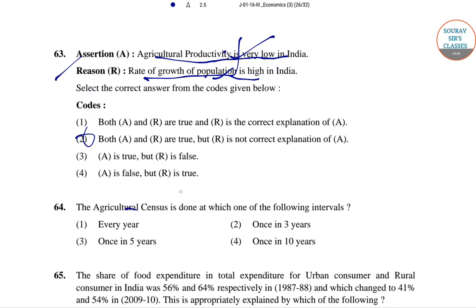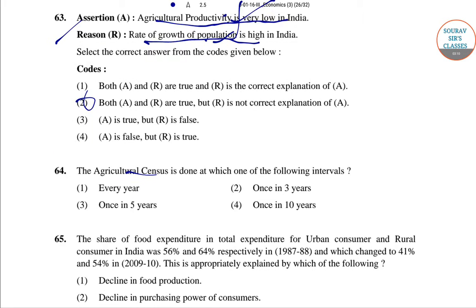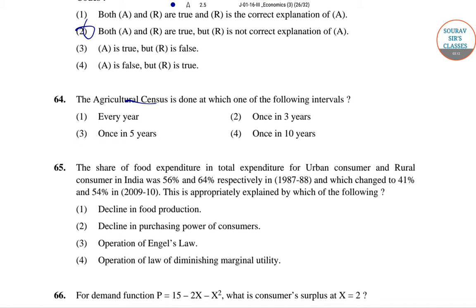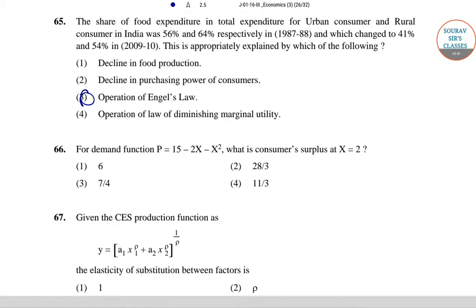Now we'll come to this question. Agricultural census is done at which one of the following intervals? We know it is once in 5 years. Now the next question, question number 65. The share of food expenditure in total expenditure for urban consumers and rural consumers in India was 56 and 64% respectively, and changed to 41 and 54% in 2009-10. This is appropriately explained by which of the following? We know it is explained by the operation of Engel's law.